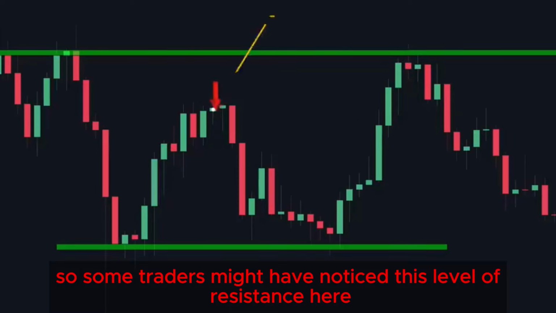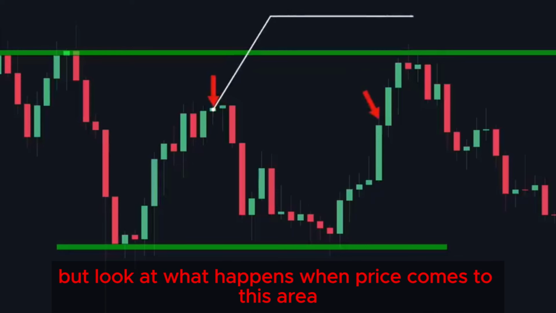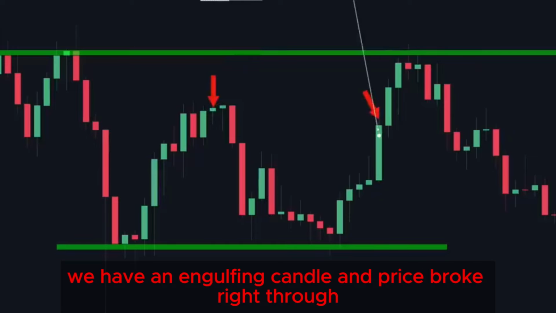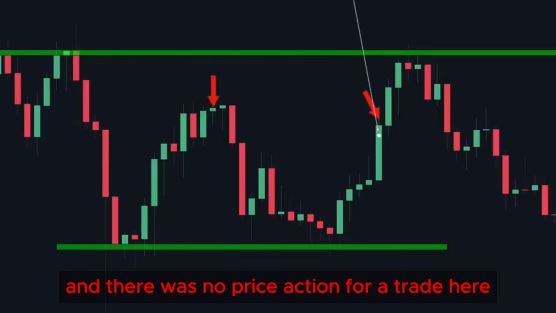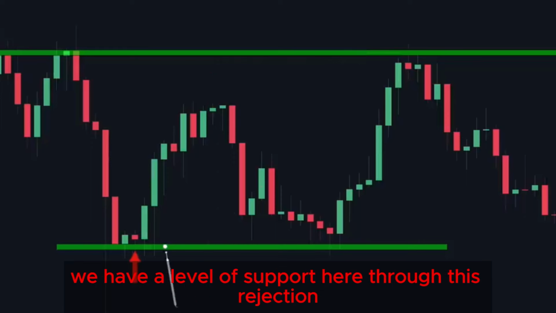So some traders might have noticed this level of resistance here. But look at what happens when price comes to this area. We have an engulfing candle and price broke right through, and there was no price action for a trade. Here along the bottom, we have a level of support here through this rejection.